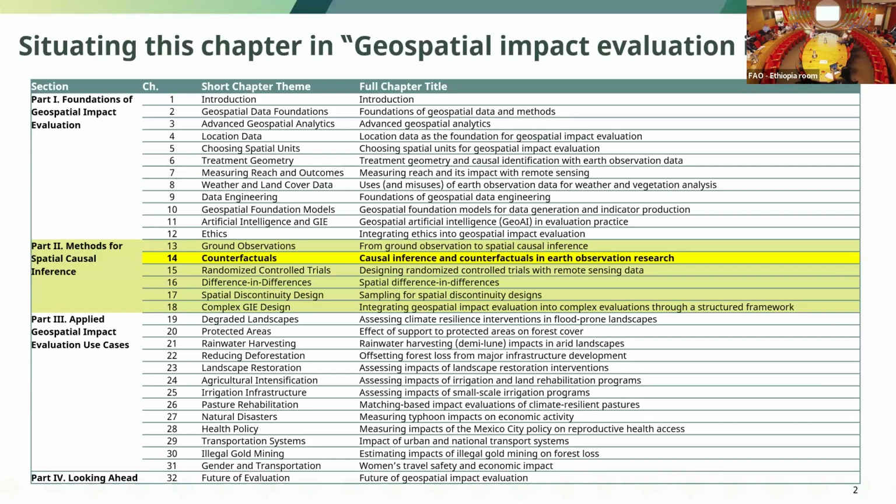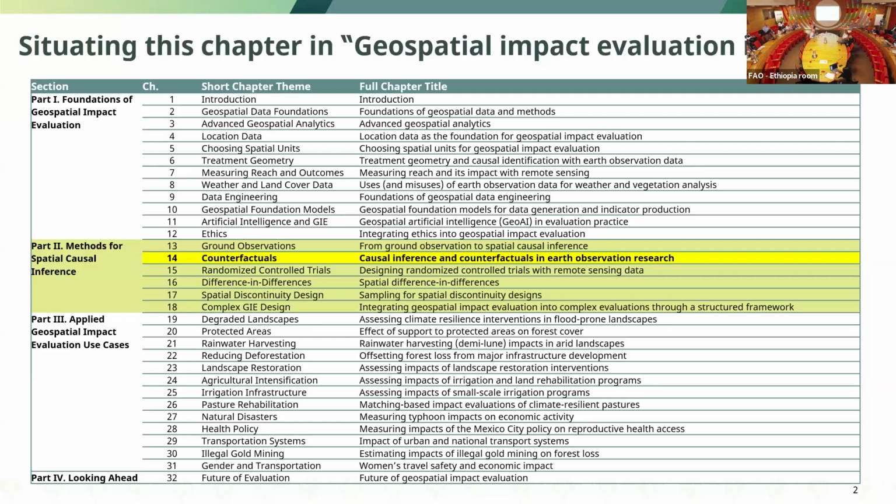Great. So before I get into the specifics of the chapter, I thought it'd be helpful to first situate where it sits relative to the other chapters in the book. This gives you a little bit more context as to what the purpose and the audience of this specific contribution is. So there's three groups of chapters in the book. We're in the second part, Methods for Spatial Causal Inference.